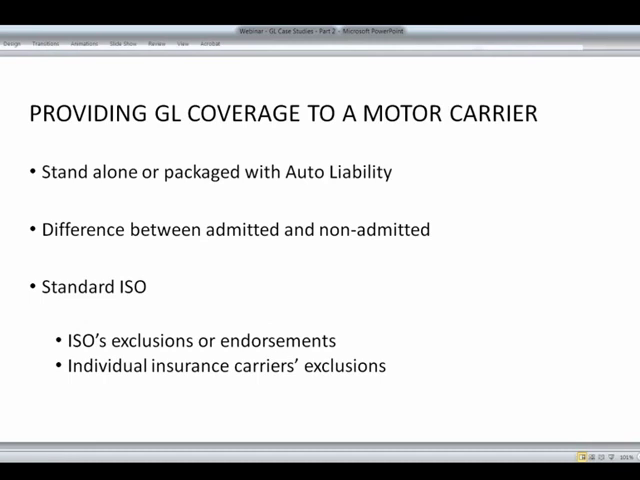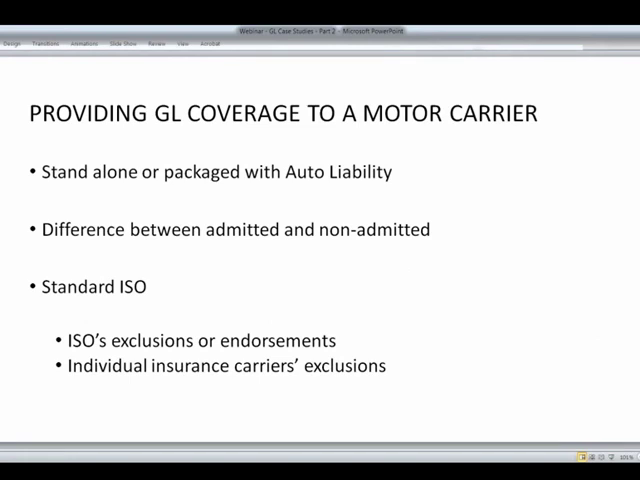This protection is for them owning the legal entities that they are operating. We talked about providing insurance to the motor carrier. Do you do it as a standalone or a package with auto liability? A lot of the carriers that we're dealing with in the special market have packaged the auto liability and the general liability together, which later in this presentation I will tell you is a good thing.